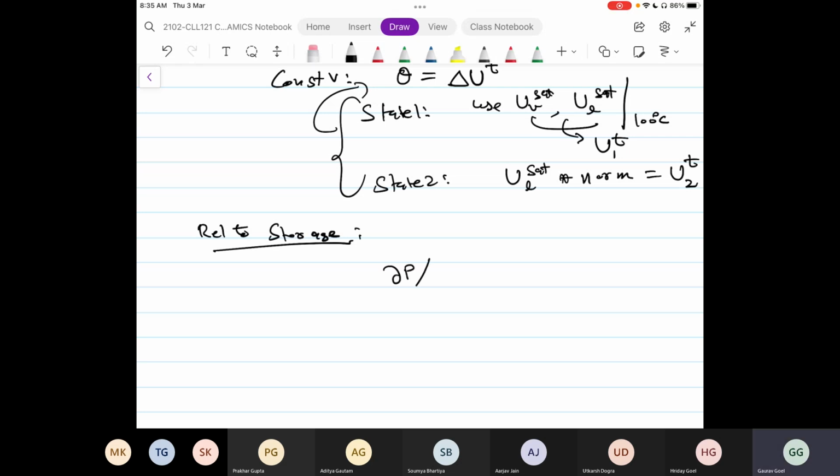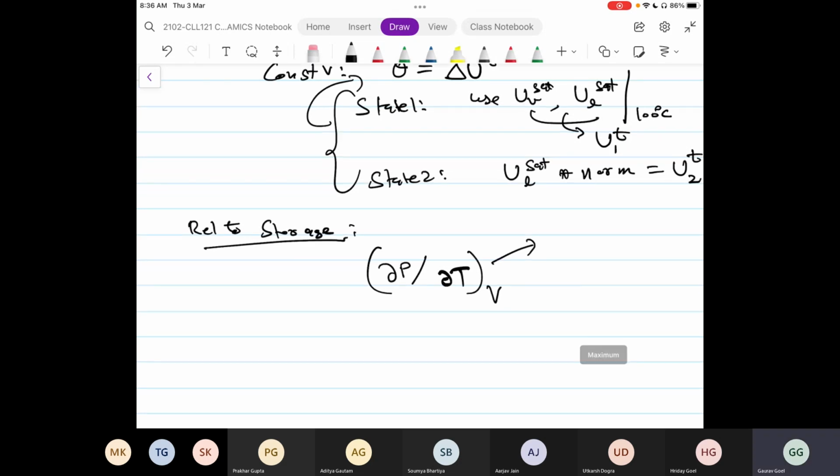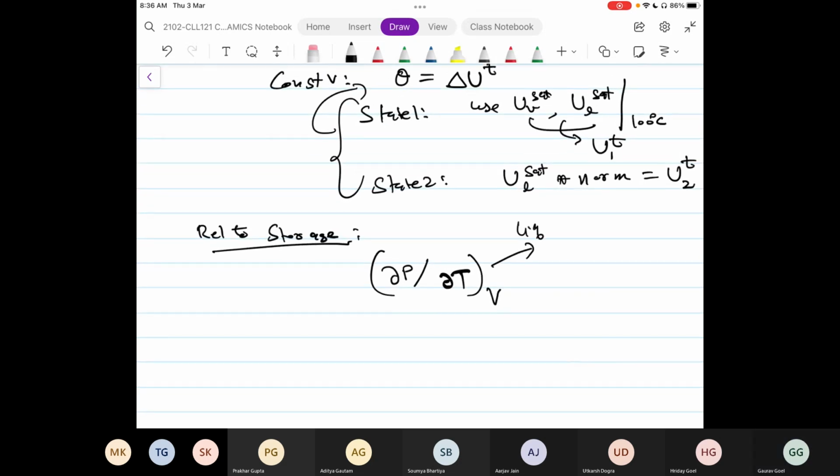So what I'm interested in knowing is how the pressure changes with change in temperature at constant volume. And I have two cases. In one case, the entire vessel is filled with liquid. In the other case, the entire vessel is filled with vapor. So those are the two extremes I want to study. All right.